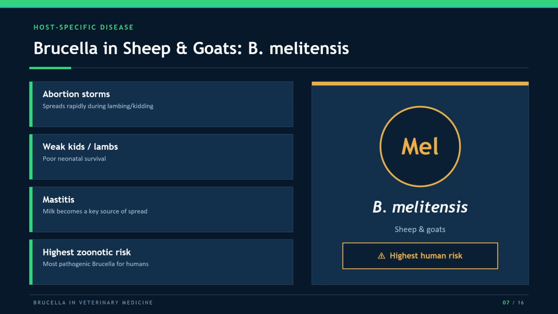B. melitensis is the most pathogenic Brucella species for humans and a major cause of abortion storms in sheep and goats. It spreads rapidly through flocks, especially during lambing and kidding seasons. Mastitis is common, and milk becomes a major source of transmission. This species is a major public health concern in many parts of the world.